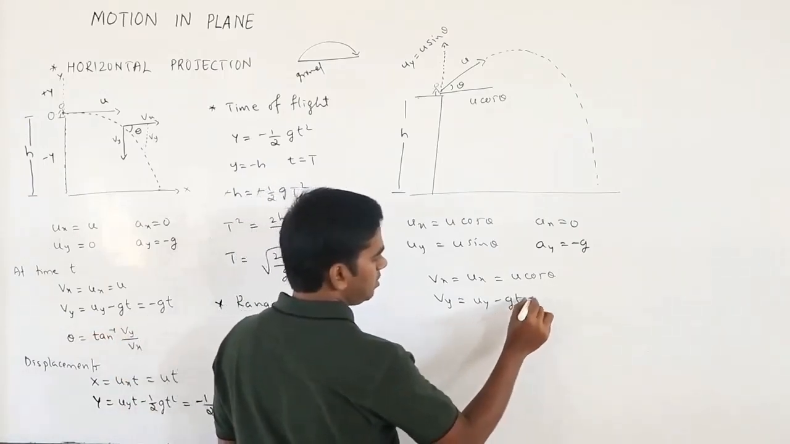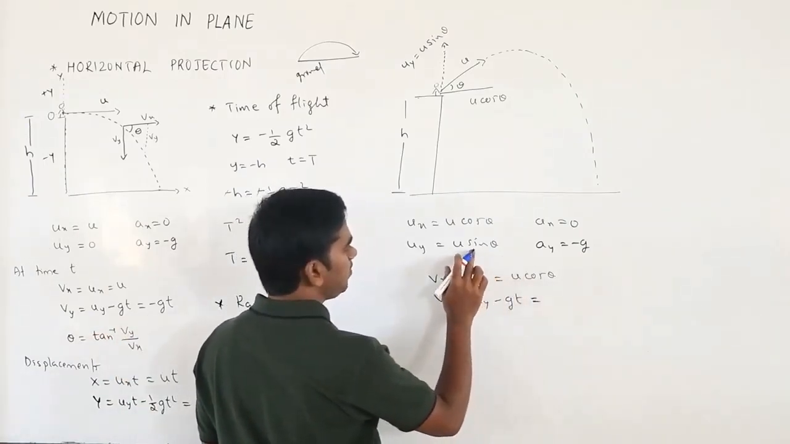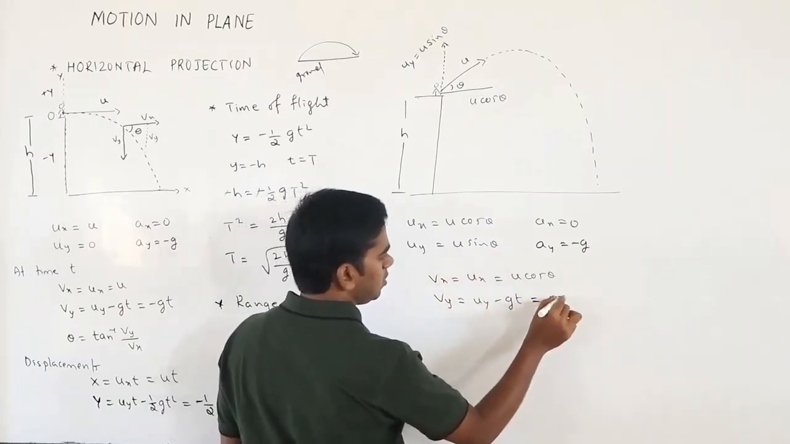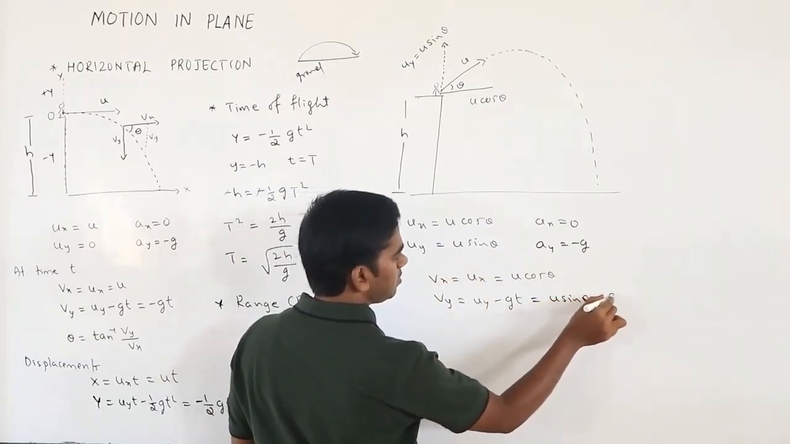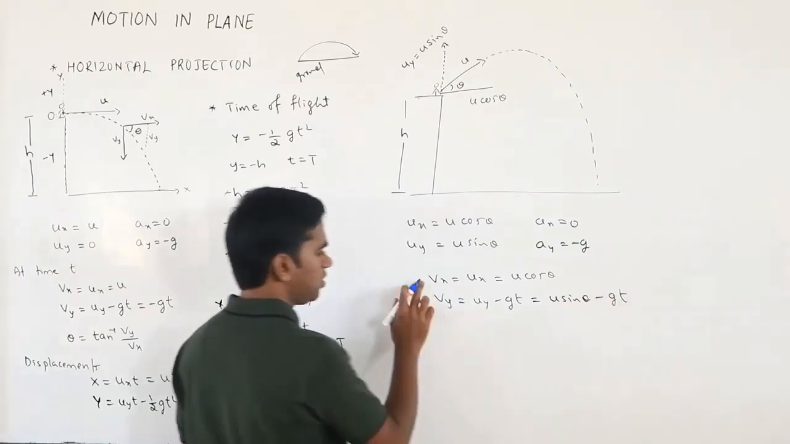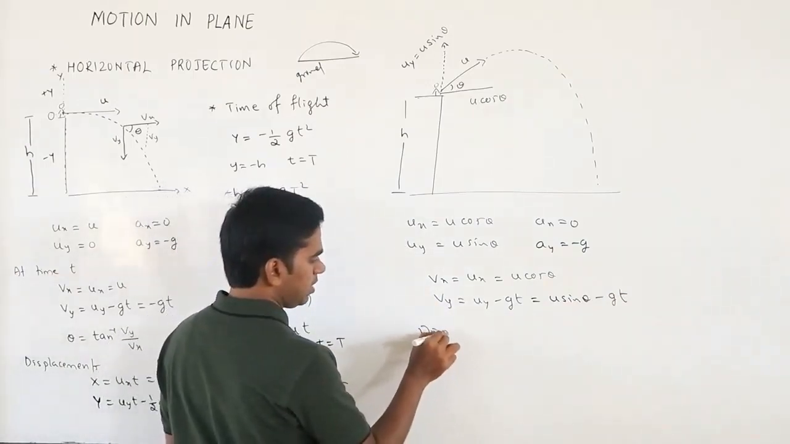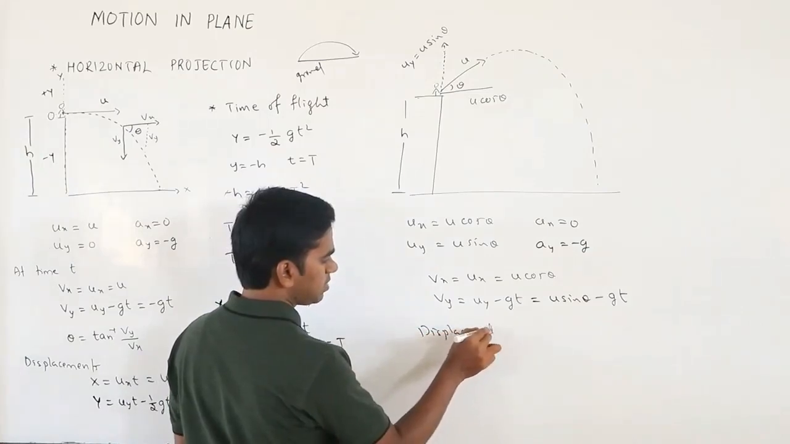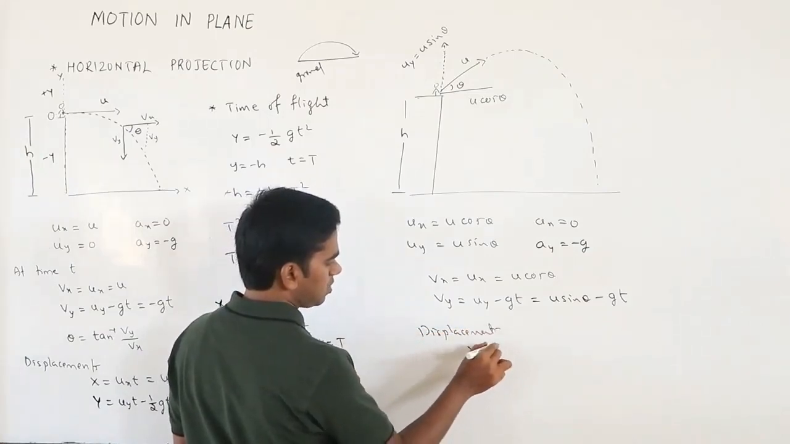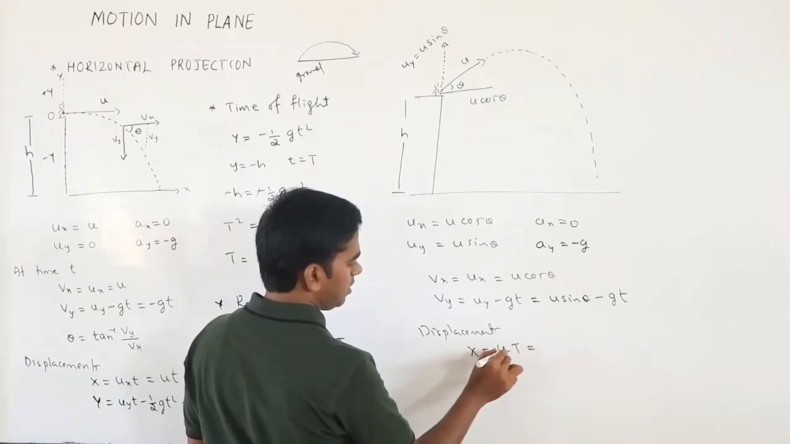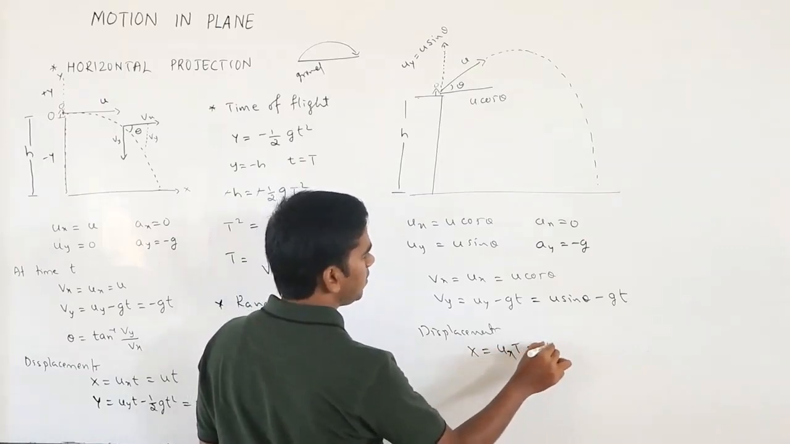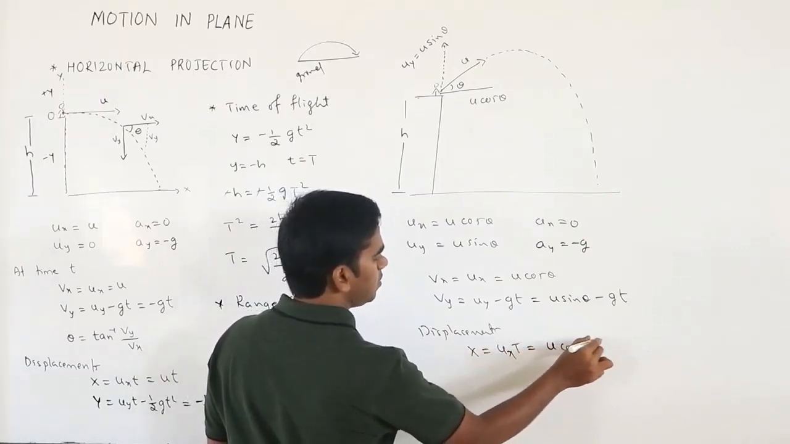So what is uy? Uy is u sin theta. So u sin theta minus g into t, this is going to be vy. Similarly, displacements. x equals what? ux into t, that is nothing but u cos theta into t.